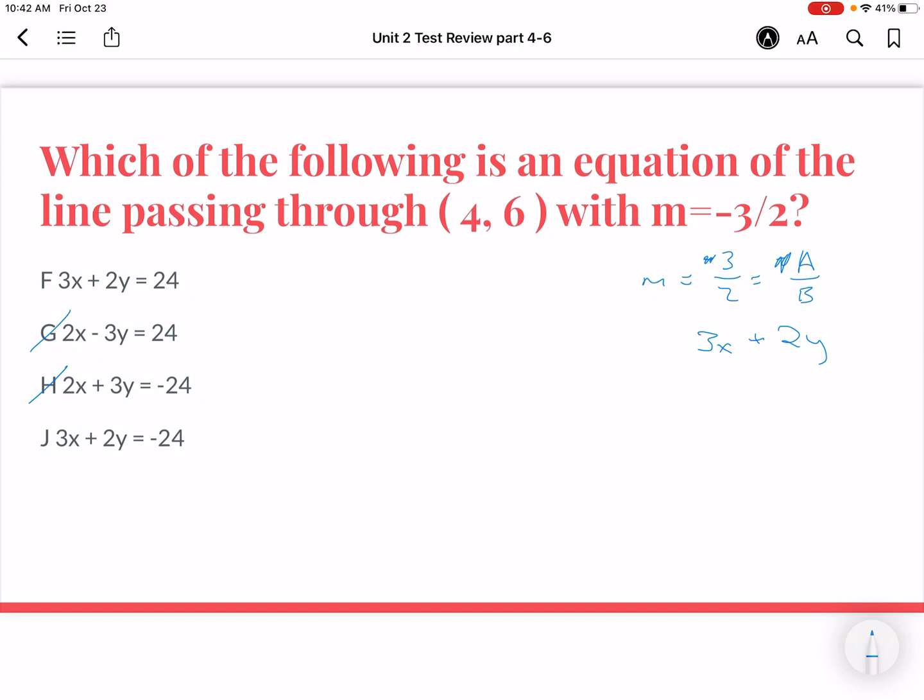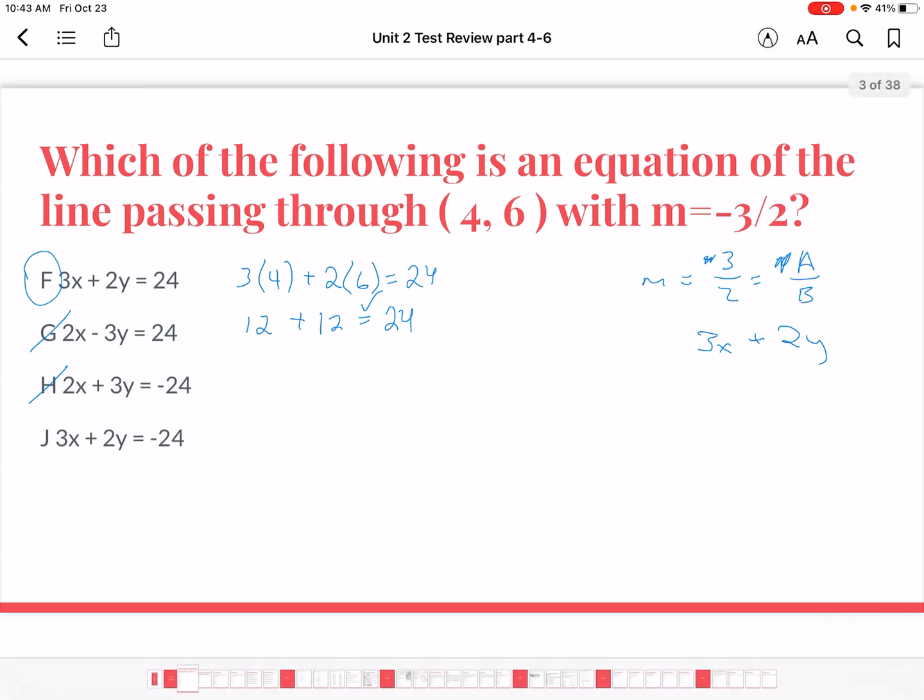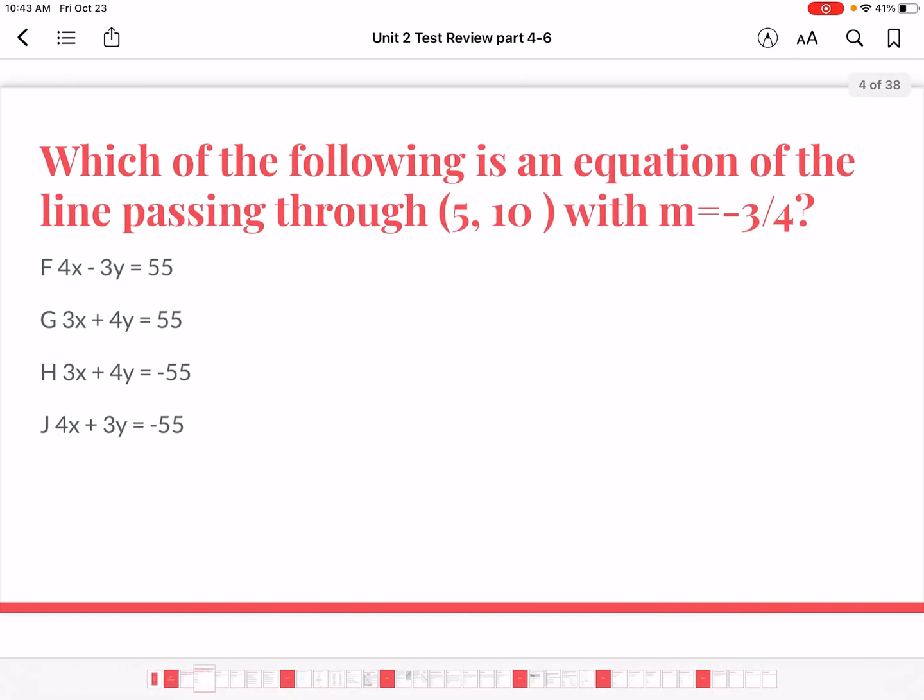All right, now what I want to do here is take the point they've given me, which is (4, 6), and plug that point in where the variable goes. So 4 for x plus 2 times 6, and I need to see if that equals 24. Well, 3 times 4 is 12, 2 times 6 is 12, 12 and 12 does indeed equal 24, so the correct answer is F.